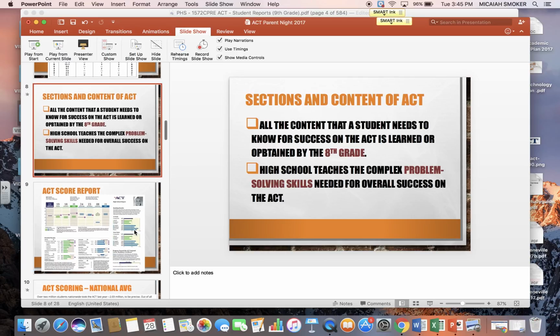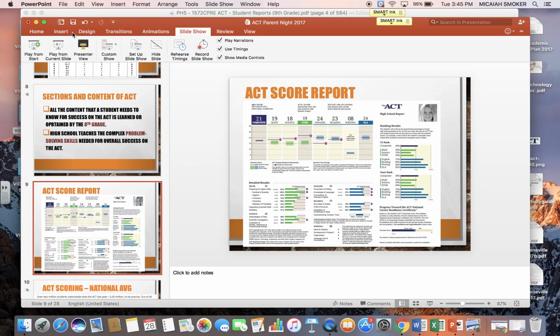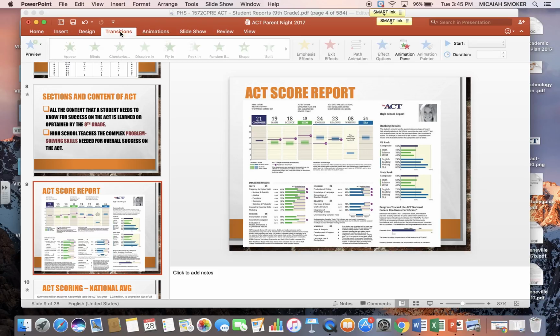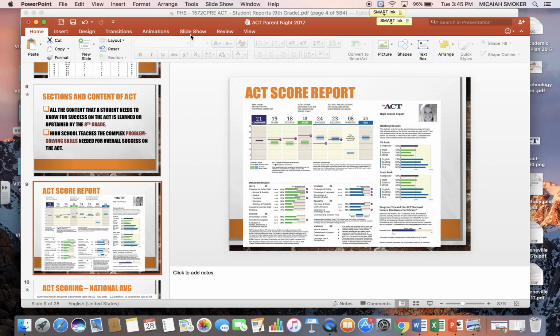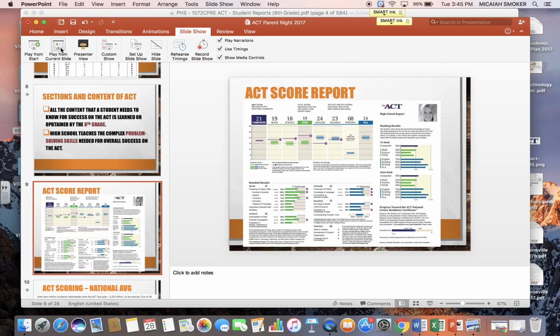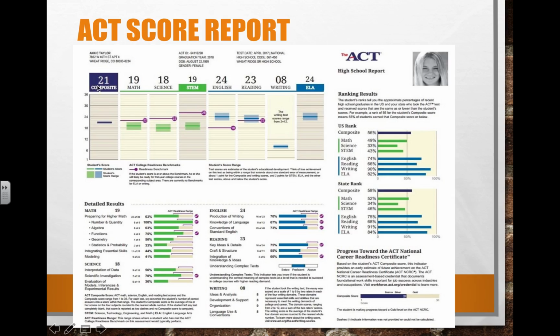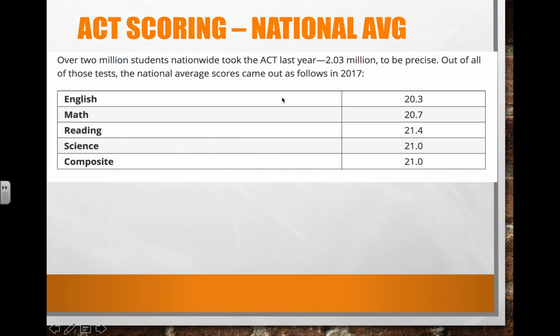Now, looking at the ACT score report, it's quite a bit different, because they give rankings, national rankings, and a comparison nationwide. So let's look at this one. All right, they give the composite. There's math, science, the STEM score, a combination of those two, English, reading, and writing, if you do that. Writing will not count toward your overall score, but they will use it to determine your ELA. That's why our students didn't have an ELA score, because we didn't take the writing.